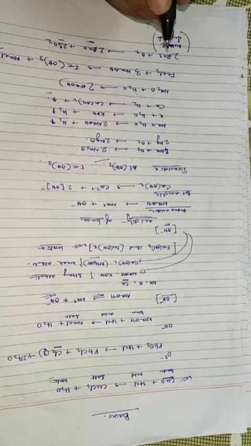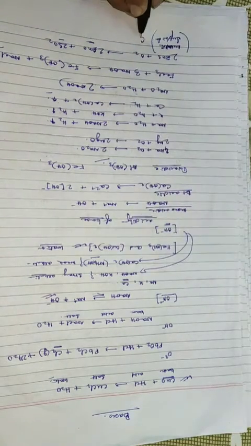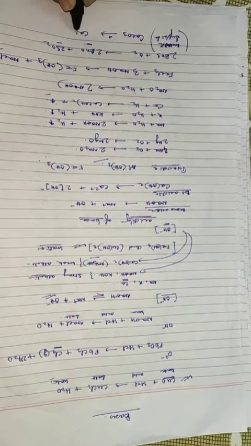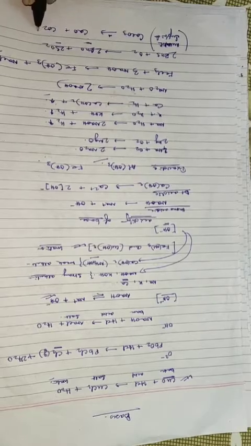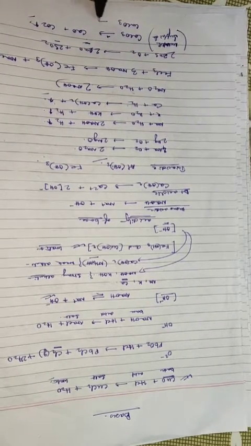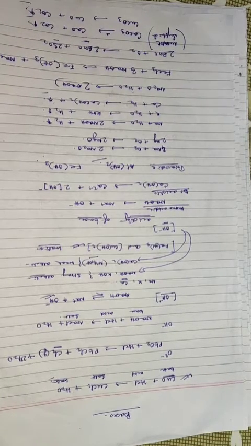Now decomposition of salt. Say for example, a salt such as calcium carbonate. On being decomposed, it will give calcium oxide plus carbon dioxide. Copper carbonate, on decomposition, will give copper oxide plus carbon dioxide.